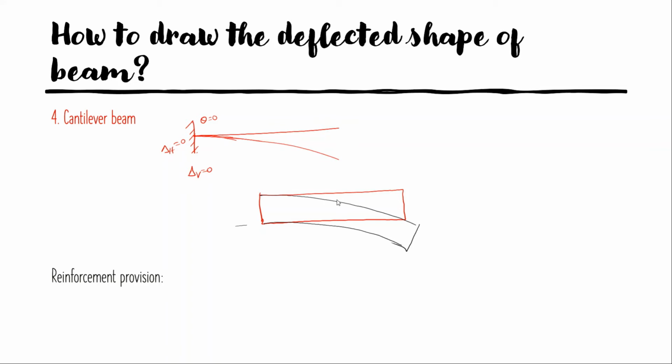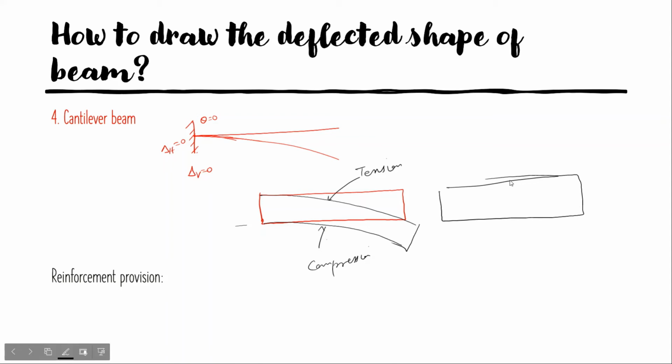This is our top fibers which is in tension, and it is our bottom fibers which is in compression. So the top fibers here are tensile. So let us just change the color.